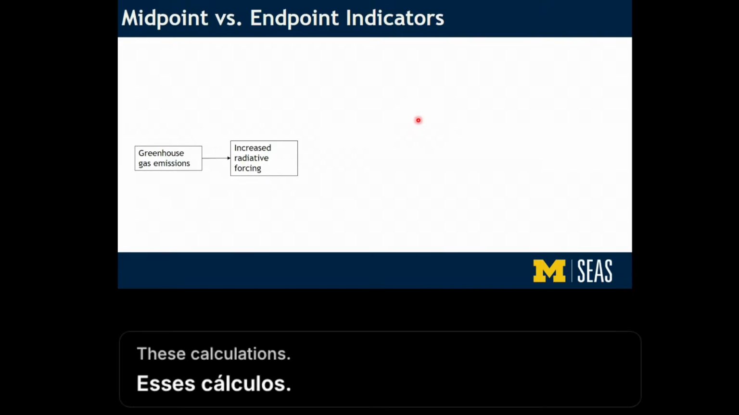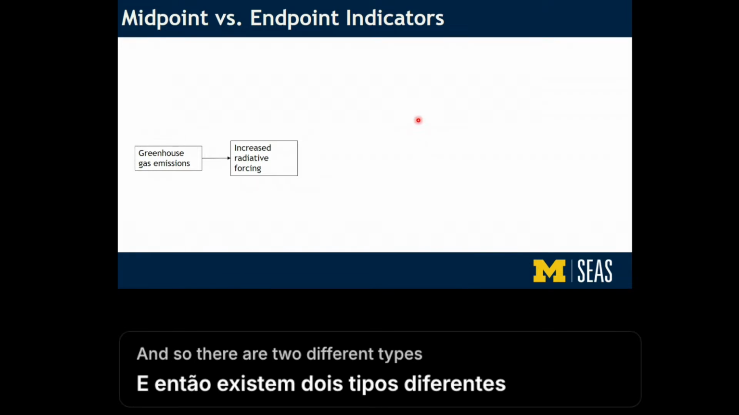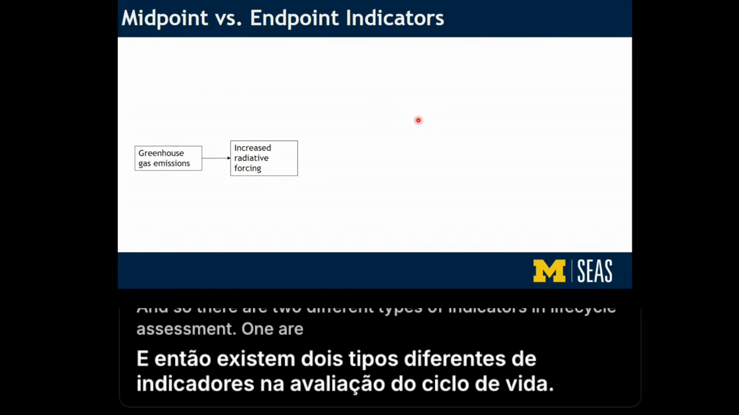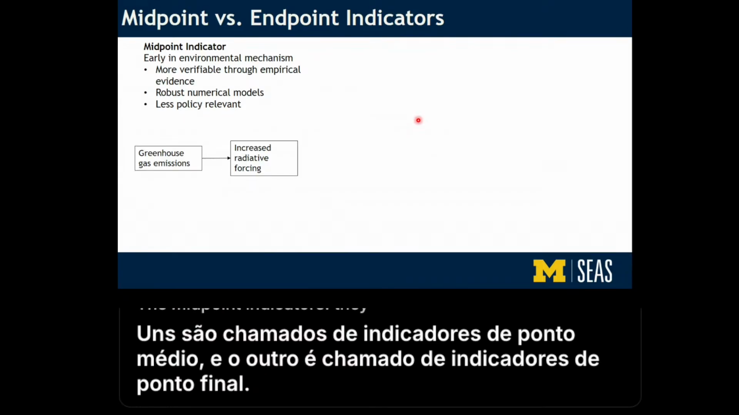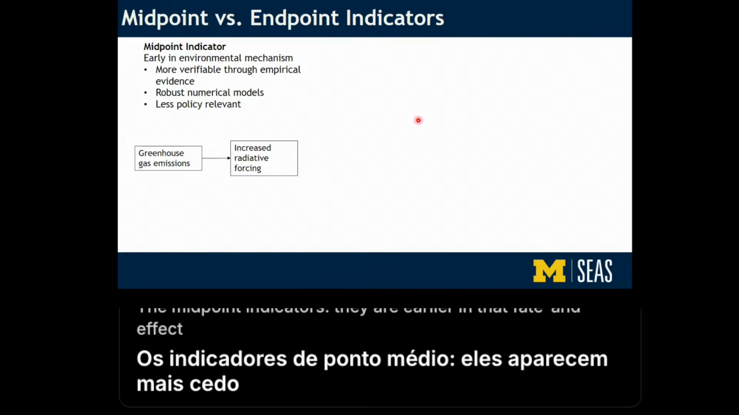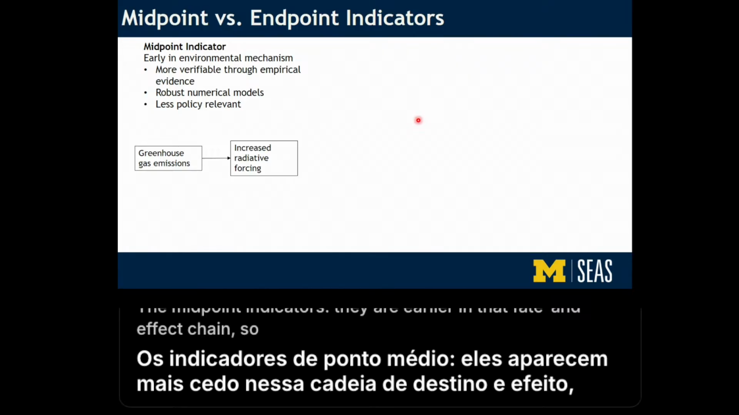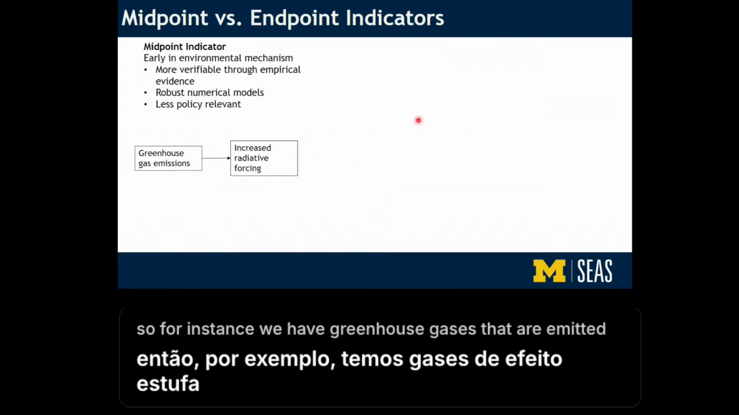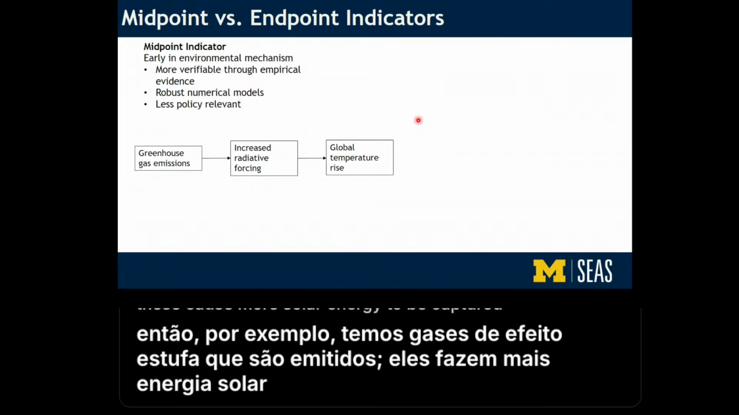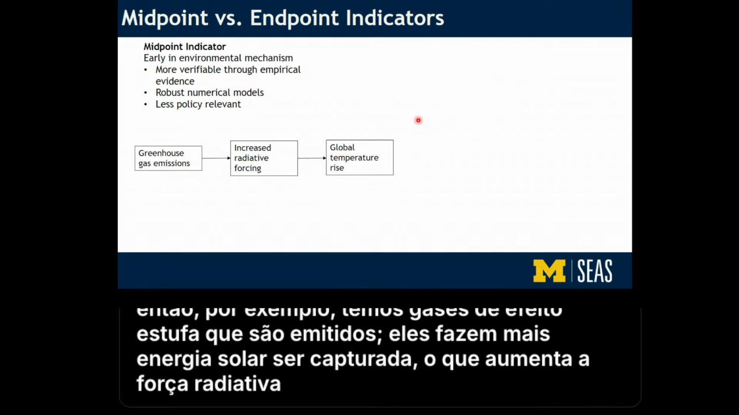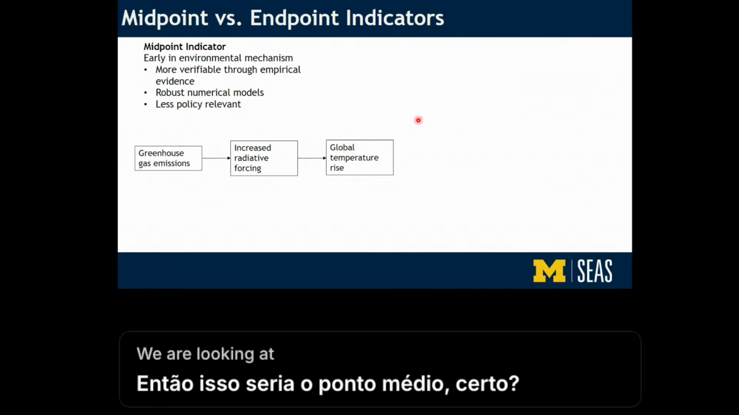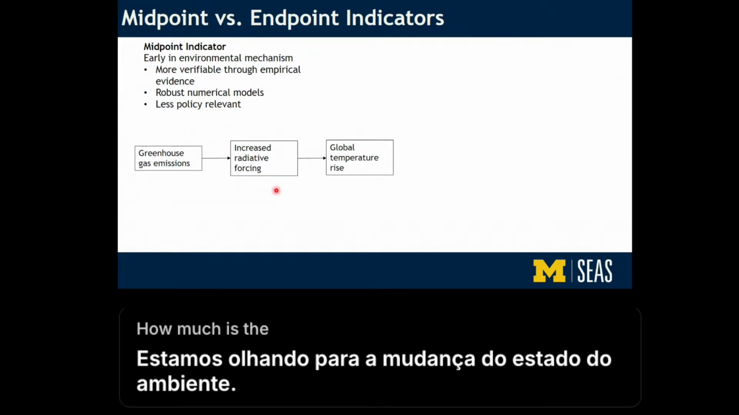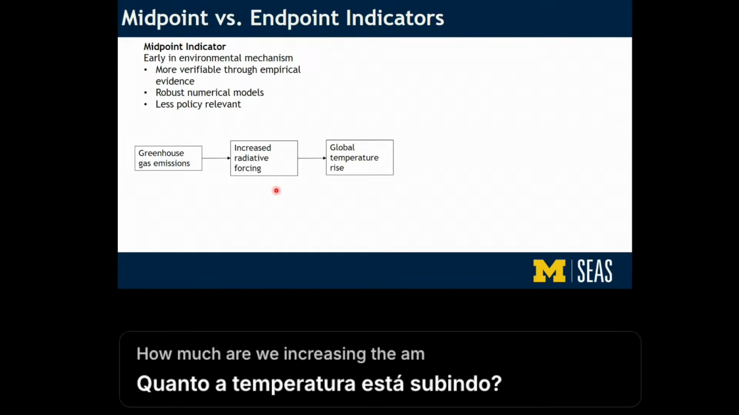And so there are two different types of indicators in life cycle assessment. One are called midpoint indicators, and the other one is called endpoint indicators. The midpoint indicators are earlier in that fate and effect chain. So, for instance, we have greenhouse gases that are emitted. These cause more solar energy to be captured, which increases radiative forcing and the temperature of our planet. So this would be the midpoint, right? We are looking at the change to the state of the environment. How much is the temperature rising? How much are we increasing the amount of energy that's captured by the atmosphere?